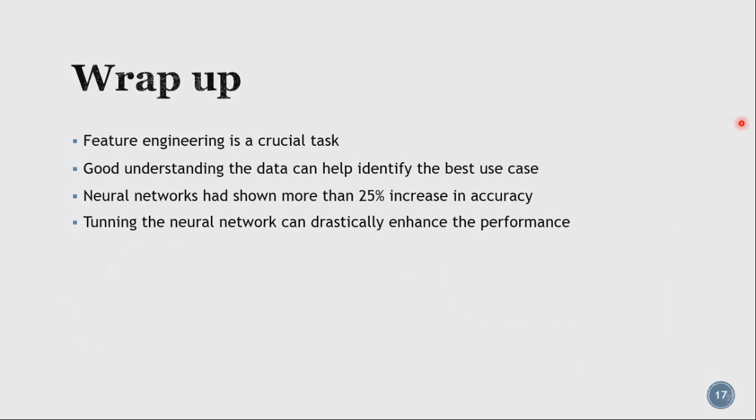So to wrap up, it was discovered that feature engineering was one of the most crucial tasks throughout the project, and a good understanding of the data can help identify the best use case. Of course, as we have seen, neural networks have yielded more than 25% increase in accuracy, and tuning the neural network can drastically enhance the performance, for example, by increasing the number of neurons or decreasing them, and so on and so forth.